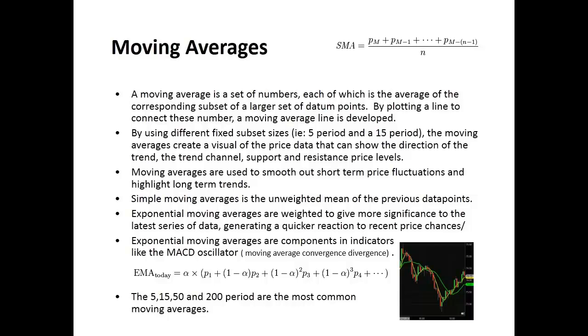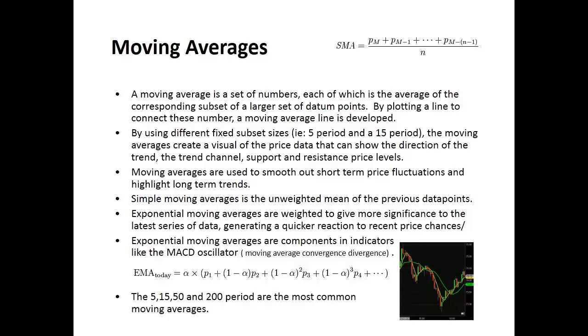And then same thing with a 15 period moving average. And the moving average creates a visual of the price data that can show you the direction of the trend channel, which is the differential between the 5 and the 15 period moving average, the space in between there, and then support and resistance price levels. Moving averages are used to smooth out short-term price fluctuations and highlight longer-term trends.